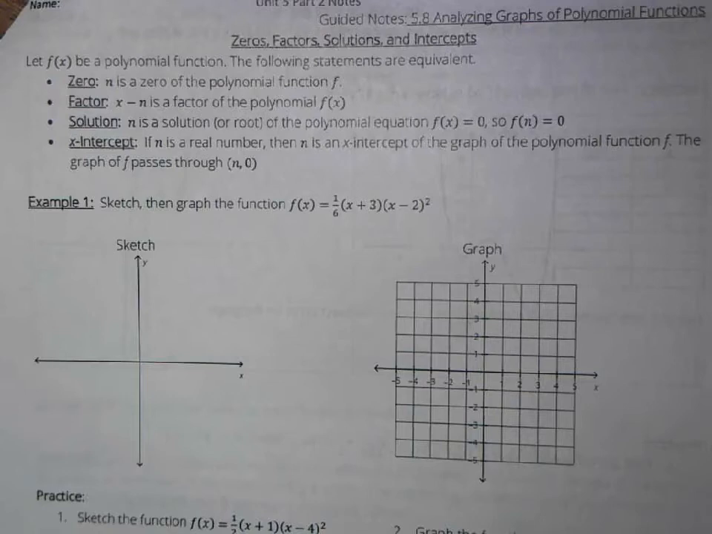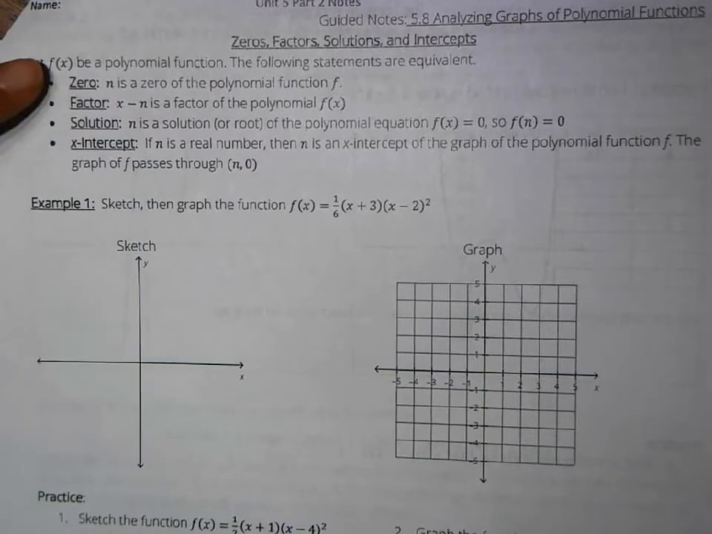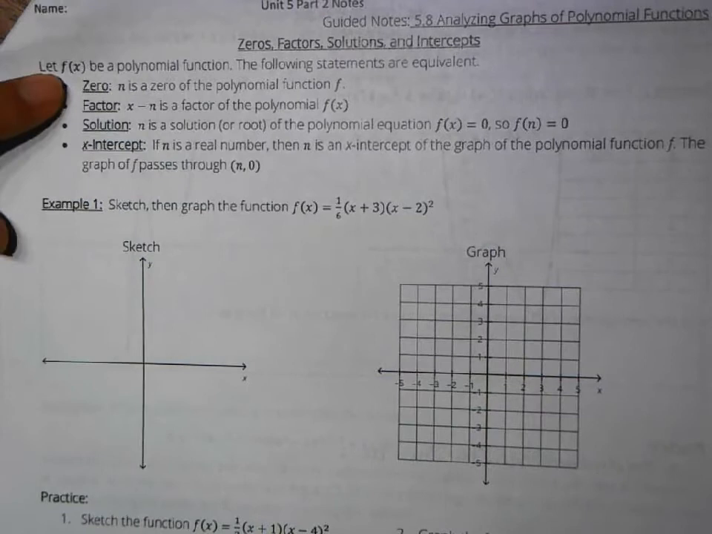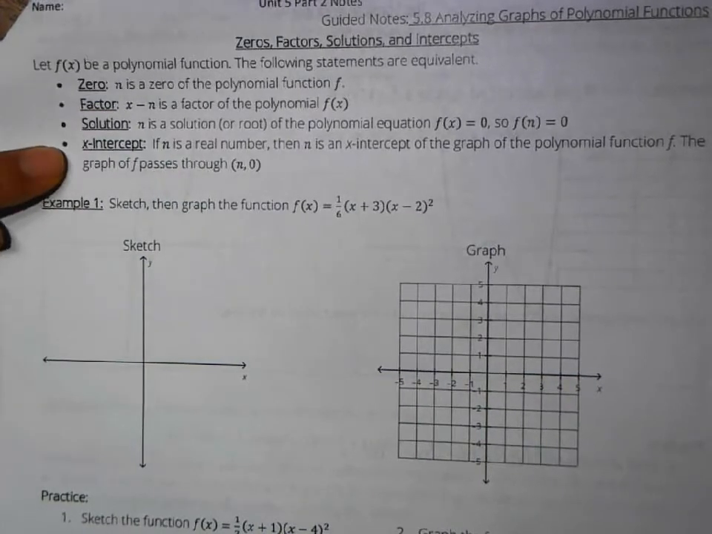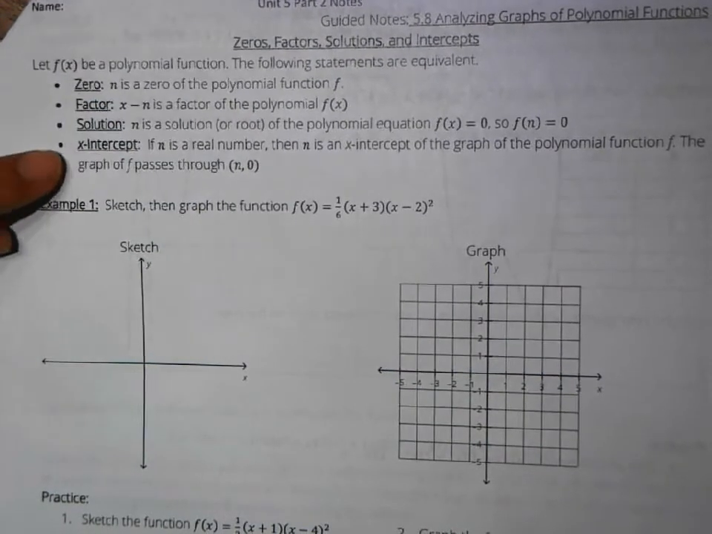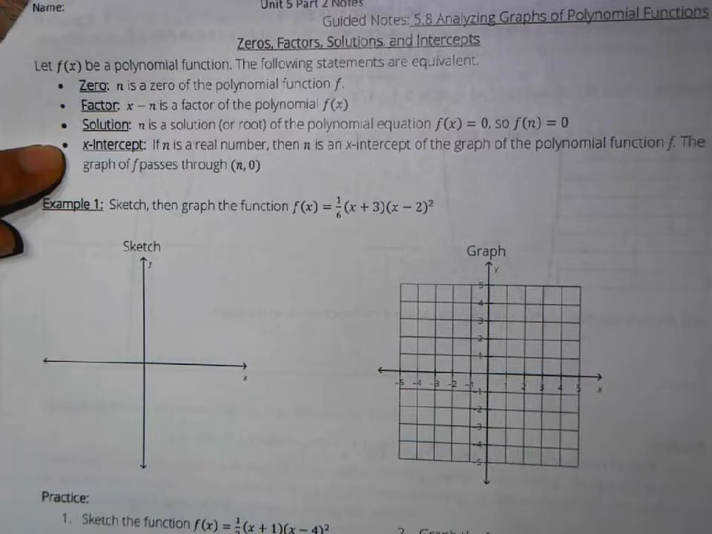For the last topic of our unit, we're going to look at zeros, factors, solutions, and different parts of the graph. So let's start it off with a couple of vocabulary. If f of x is a polynomial function, all four of these statements are equivalent. Zeros, solutions, or x-intercepts are the same thing. When you're trying to find a solution, you're trying to find the zeros or the x-intercept of a graph.